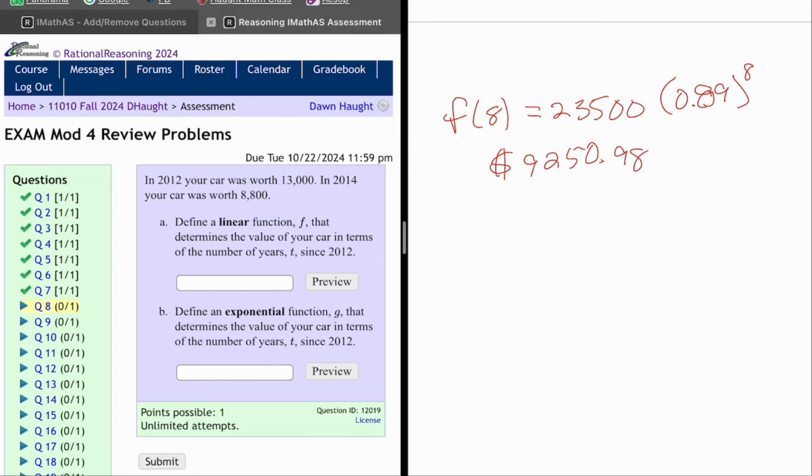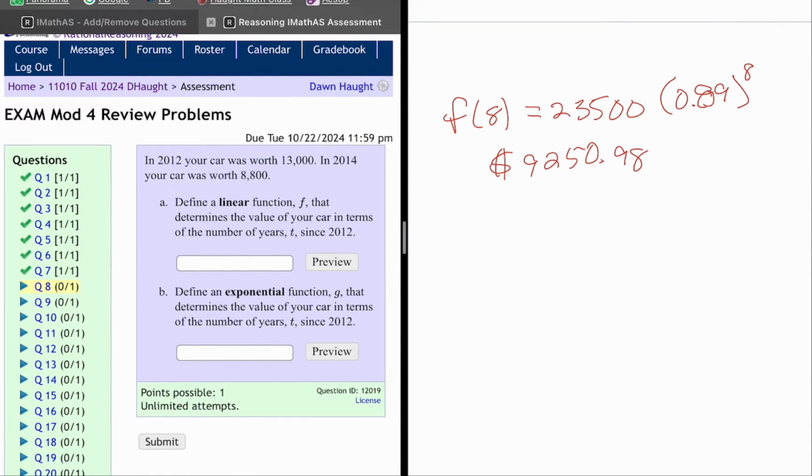Let's look at question number 8. Now, question number 8 is comparing a linear function versus an exponential. So a linear function, let's take a look at what we know. It's kind of like we have to find the slope and the y-intercept, the starting value. So we know the starting value for both of these, we'll call it our P, is 8,800. Oh, I'm sorry, it's not. In 2012, the starting value is 13,000.